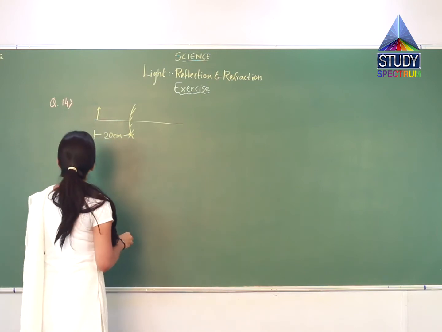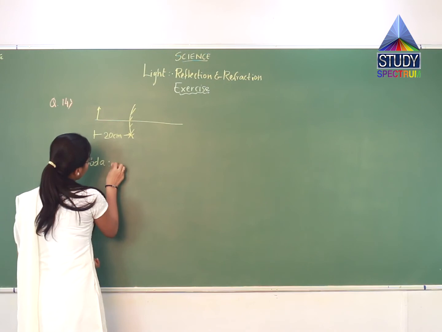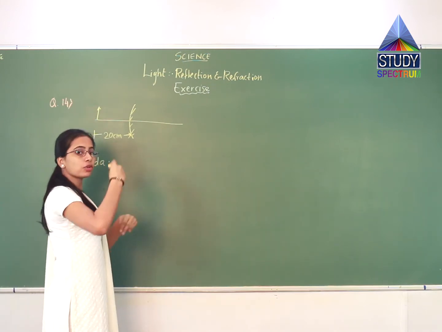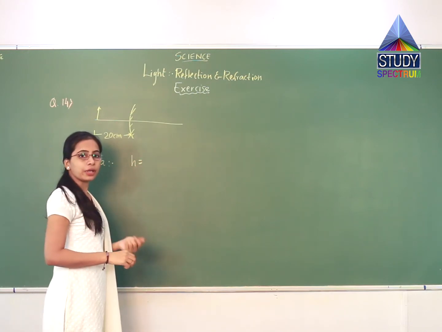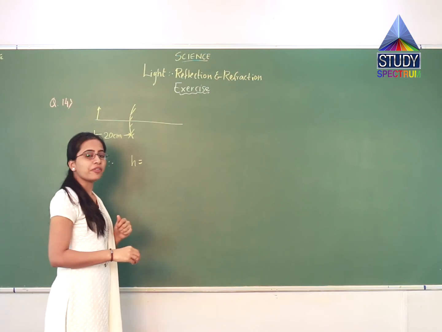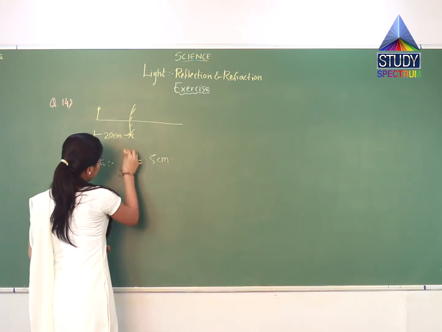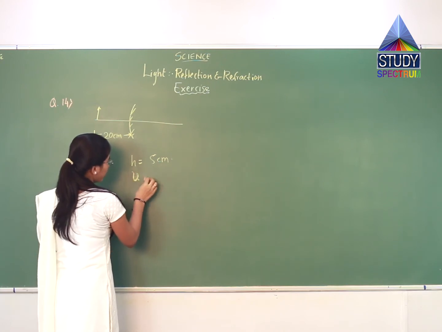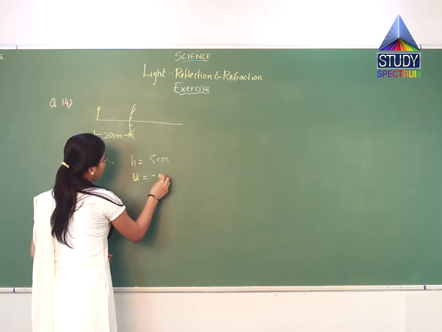So let us write down the data here. Object is erect, means it is placed on x-axis, so h will be obviously plus, so it is 5 centimeter. Then distance of object, that is u, is given here, so it will be negative. Obviously we are measuring on left hand side.